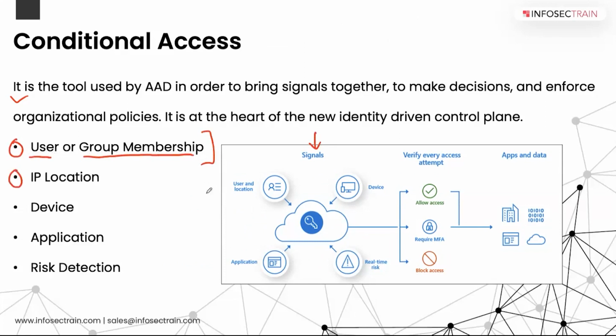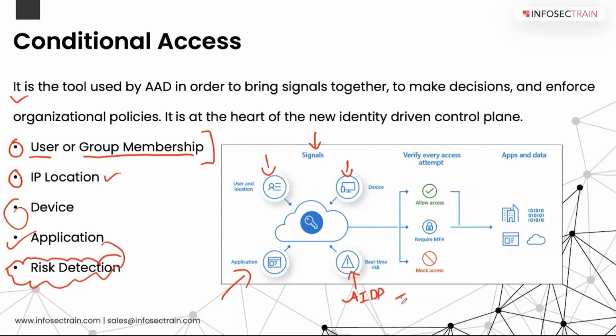Well, you can use things like IP location. Okay. You can define some locations. You can define which device that user is using, their location, the user, which application the user is using, and then you can detect the risk detection as well. So, some real-time risk. And this real-time risk is generated by Microsoft's another premium P2 feature with the name Azure Identity Protection. Okay, which in simple terms is known as IDP.